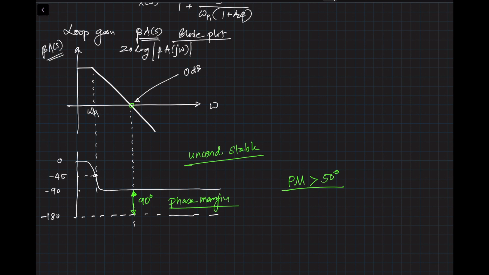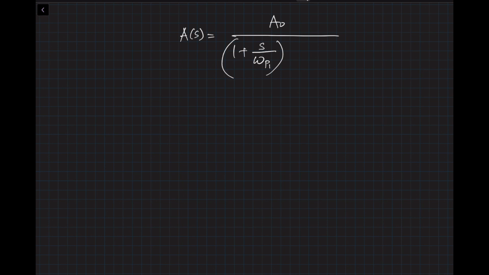Let's take an example of a two-pole system. So when I have a two-pole system, my amplifier will look like this. A(s) will be equal to A0 divided by (1 plus s divided by omega P1)(1 plus s divided by omega P2). Now let's draw Bode plots for our loop gain.